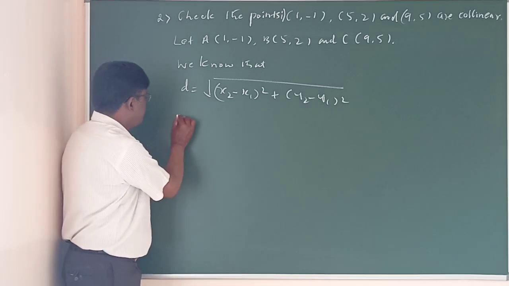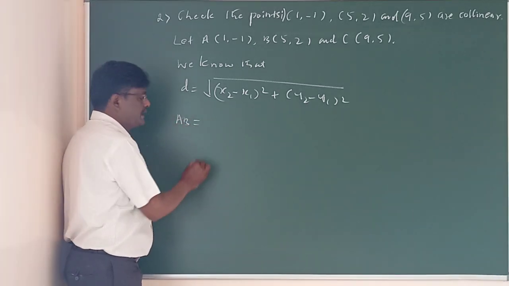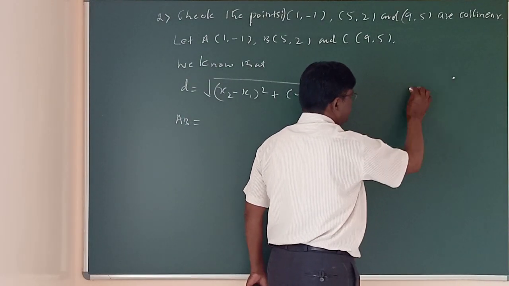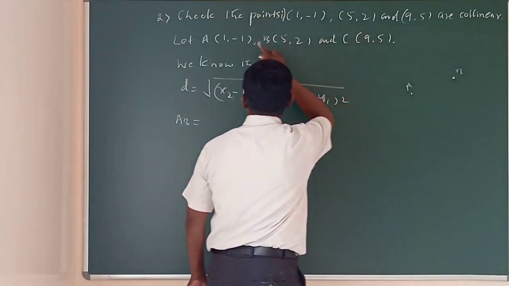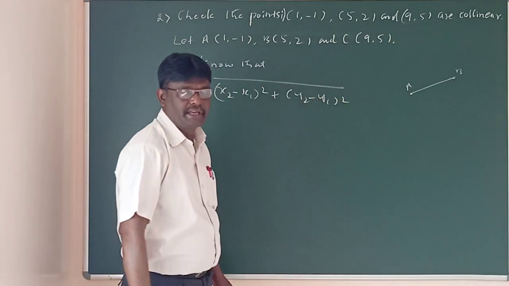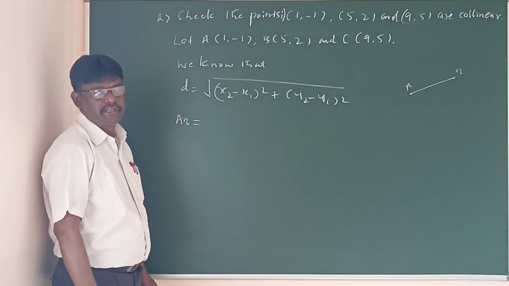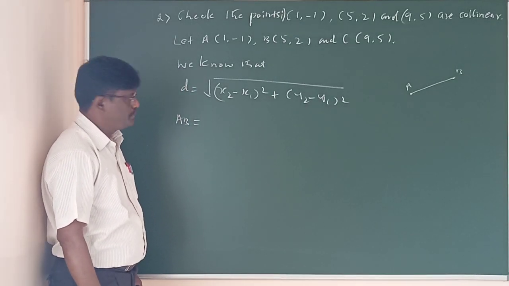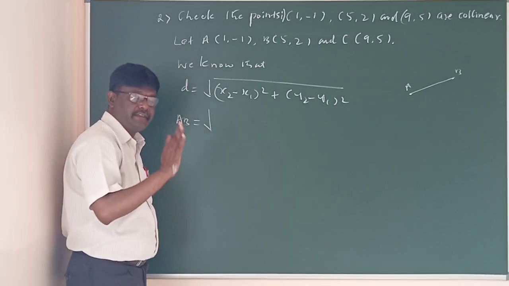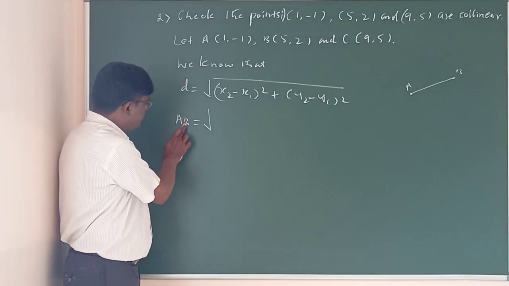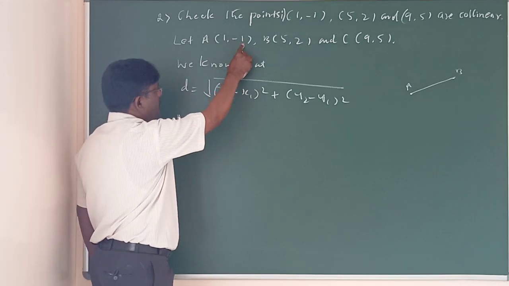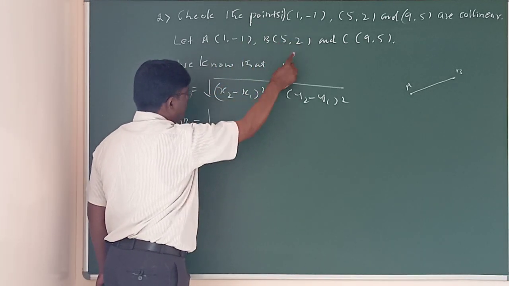Now let us take AB. What do you mean by AB? In a Cartesian plane, say A and B, whose coordinates are these two. By joining A and B, we get AB. Hence, AB is nothing but the distance between A and B. See here, children, when you write AB, you treat this as x1, y1 and this as x2, y2.